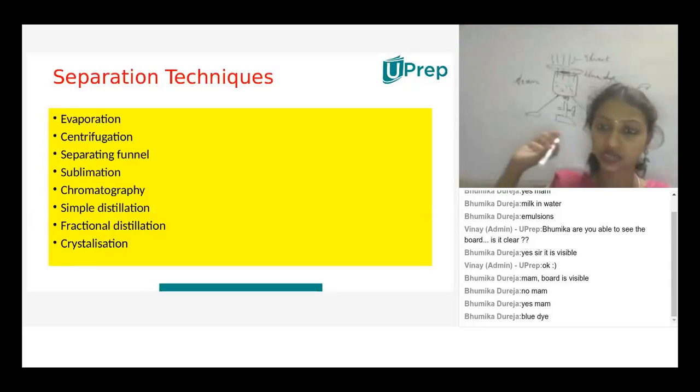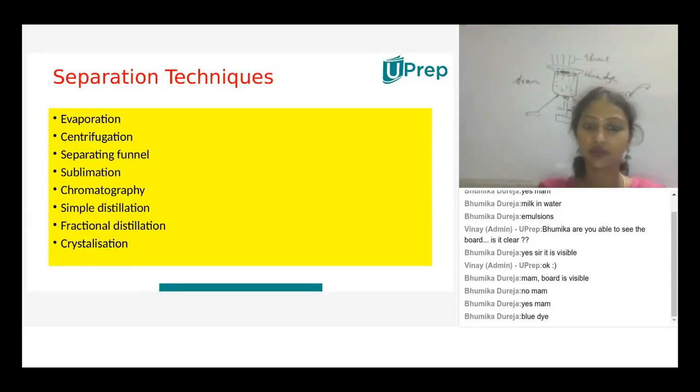So this is the general setup. This is the laboratory setup. But what I have shown you in the video is the general thing: how the evaporation takes place, and how the blue dye is obtained, right?